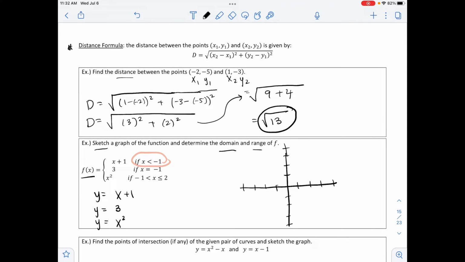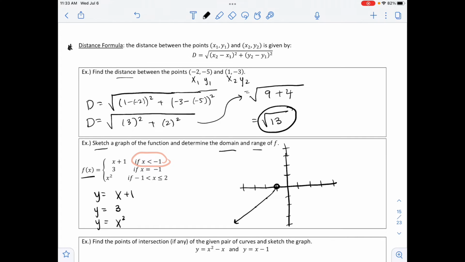And substituting in -1 plus 1 is 0. So I'm going to go ahead and put an open circle there. And anything smaller than this is going to make that linear line. And so we have substituting -2 plus 1 is -1. -3 plus 1 is -2. And from here we can draw our straight line continuing on for all values x less than -1.